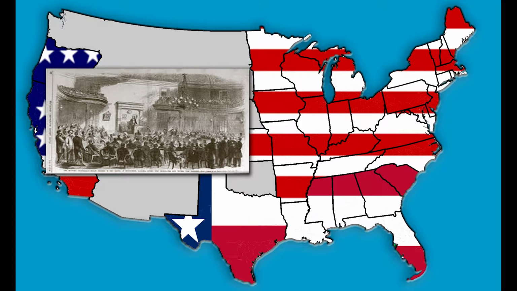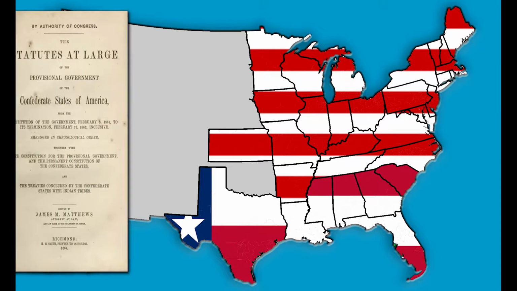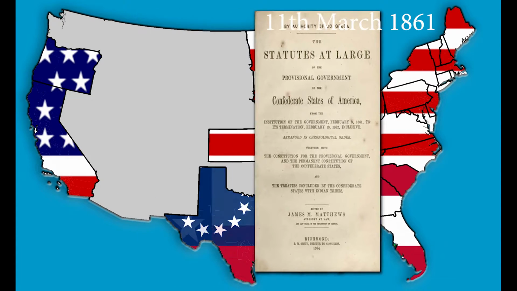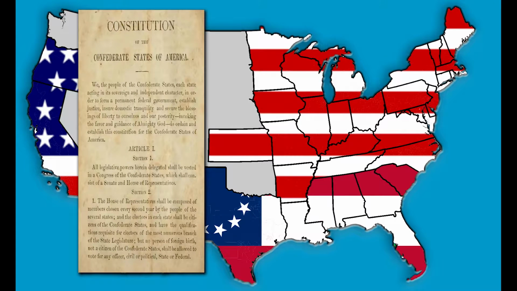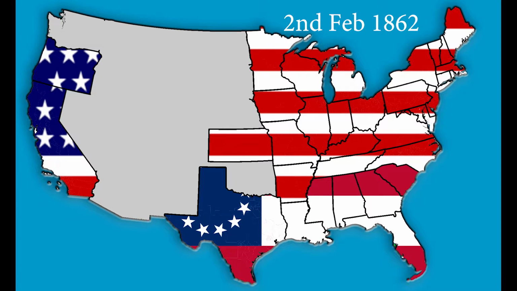On the 8th of February, 1861, the Provisional Congress of the Confederate States of America drafted the Constitution for the Provisional Government of the Confederate States of America. By March 11th, 1861, this would be replaced by the Constitution of the Confederate States of America, and in effect by February the 22nd, 1862.